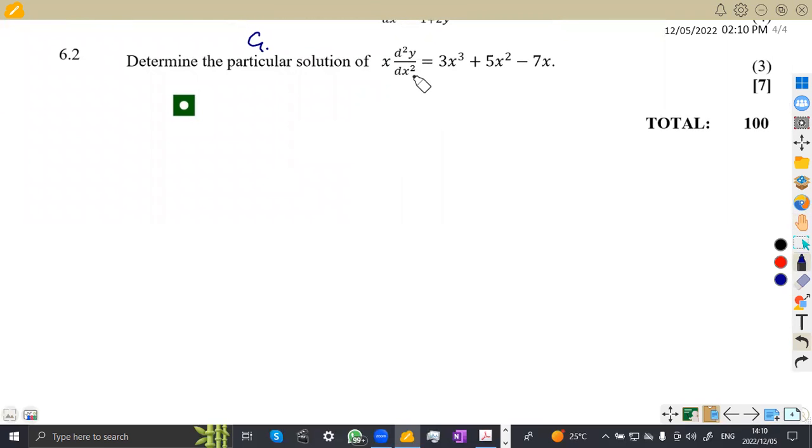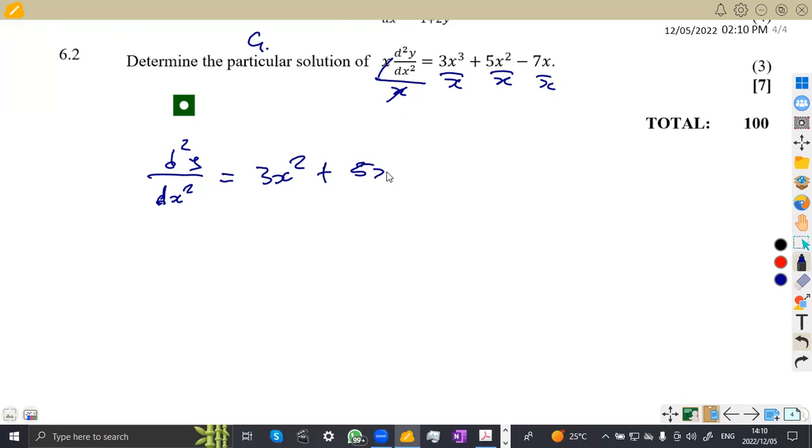Anyways, we are given that x d squared y over dx squared is equal to this. So we are supposed to remove this x. How can we remove this x? We definitely have to divide by x each and every term. And by dividing by x, we're going to have d squared y over dx squared, which is equal to x into 3x cubed. That would be 3x squared. x and x squared will cancel, so it's going to be 5x. x and x here will cancel. You remain with -7. So this is what you're going to have.